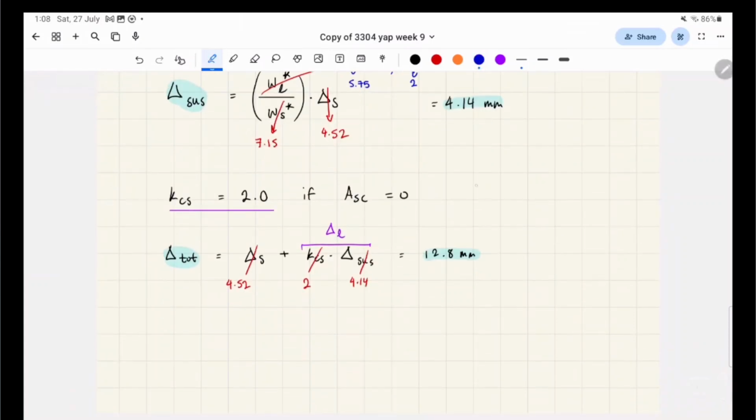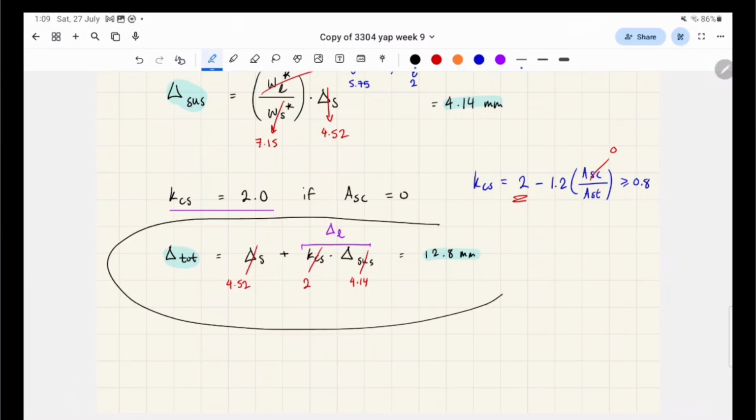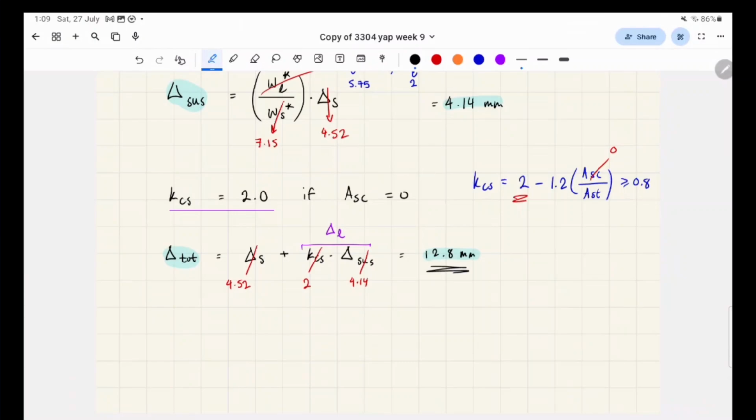Oh, you know what? I might as well write it out. Is this right? And it can't be less than 0.8. So since we have 0 of this, it has to be 2, right? Okay. So now the total deflection is just the short-term deflection plus 2 multiplied by our sustained deflection, right? But we're not done. Yep.